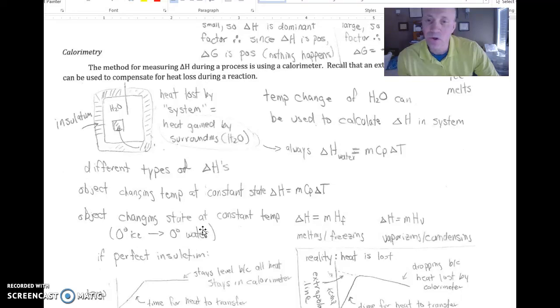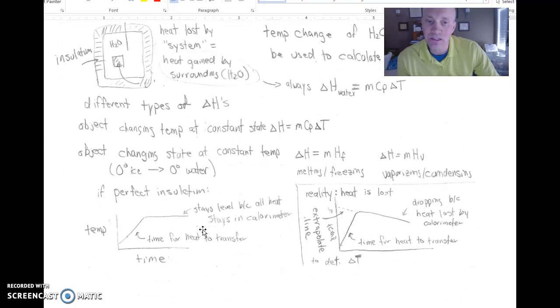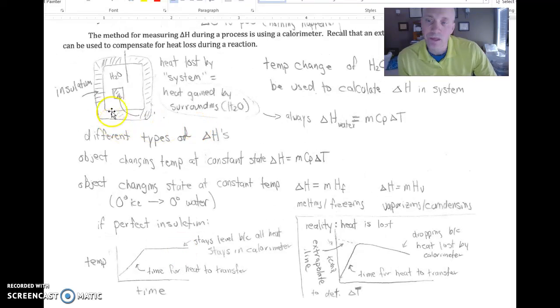All right. So one thing that you're expected to understand in the IB class is this little bit of data manipulation that we have to do in order to deal with reality. Let's pretend that we put a hot block of metal into this calorimeter right here. Well, in a perfect world, this would be absolutely perfect insulation. And so the block would lose its heat, giving its heat energy to the water, and so the water would warm up.